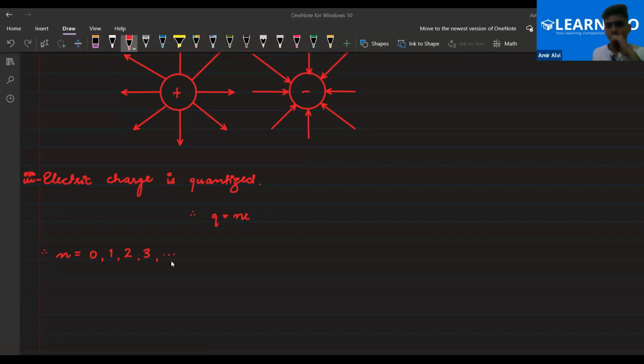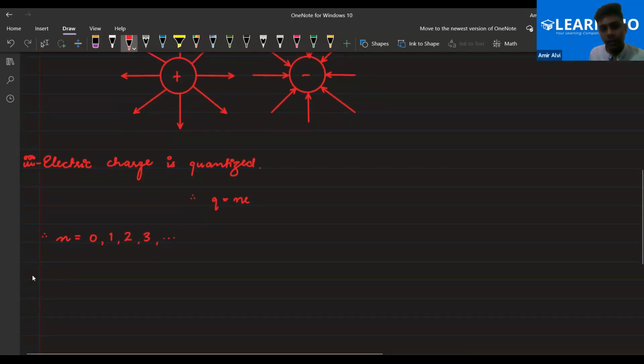So quantization is basically the product of a whole number and the electric charge. It tells you that there is a fixed charge, not a fraction. It's a complete integral. If I'm asking how many electrons there are, the number of electrons will be a natural number. It will not be negative, it will not be a fraction. If the value of n is 0, it means that charge is 0. If the value of n is 1, it means one unit, right?